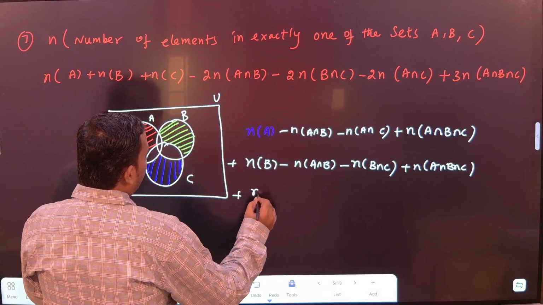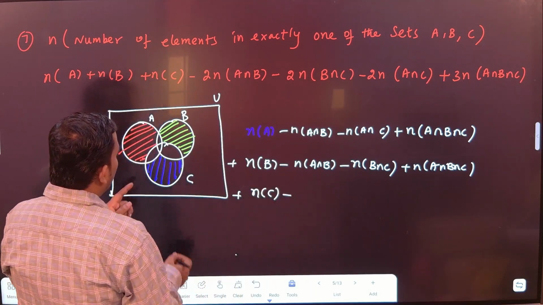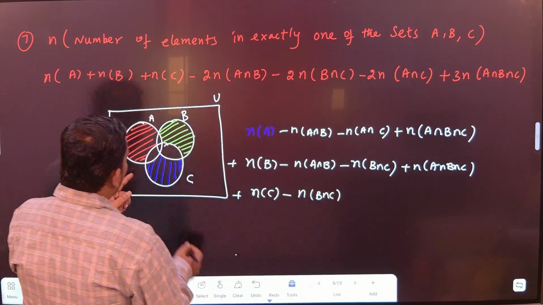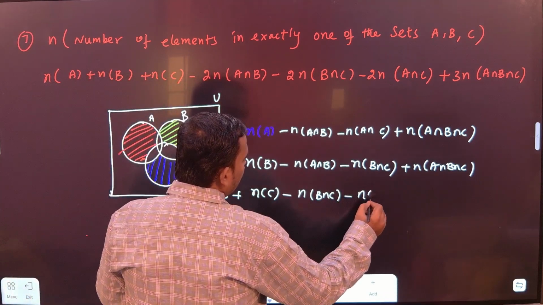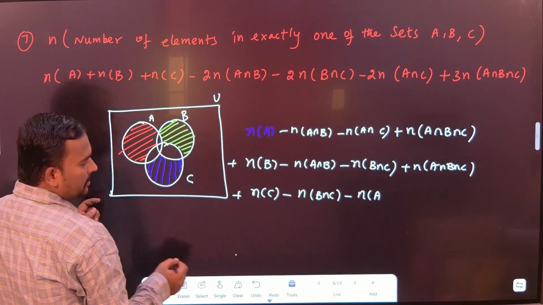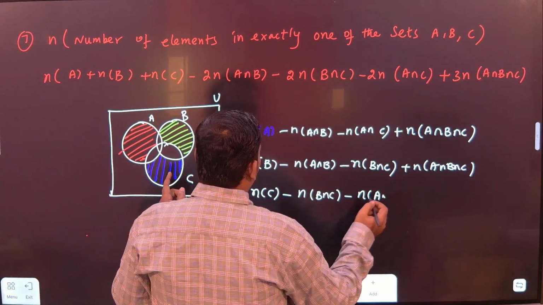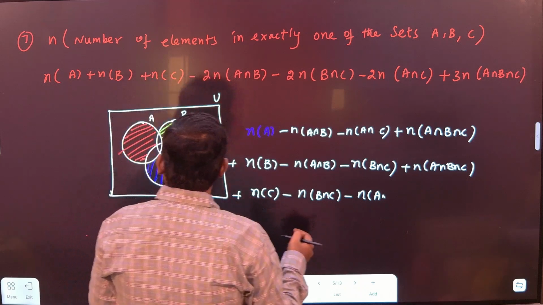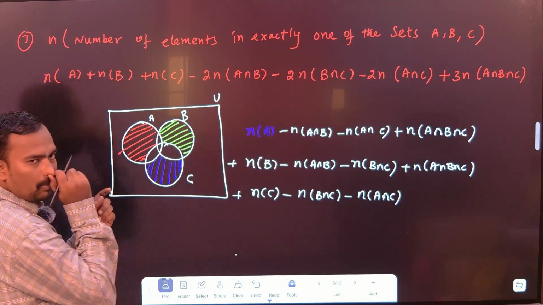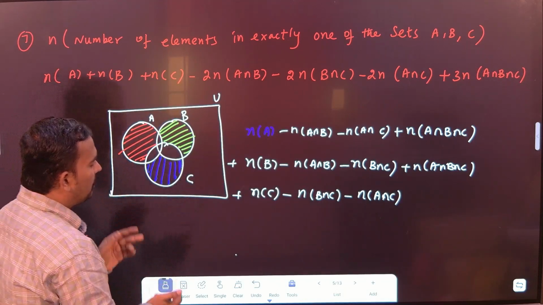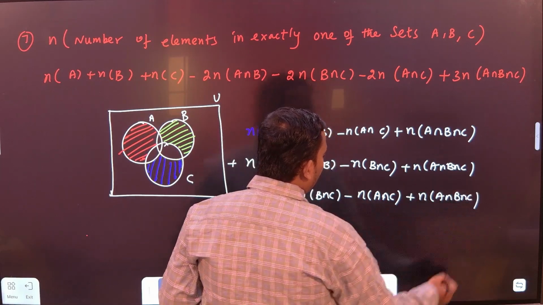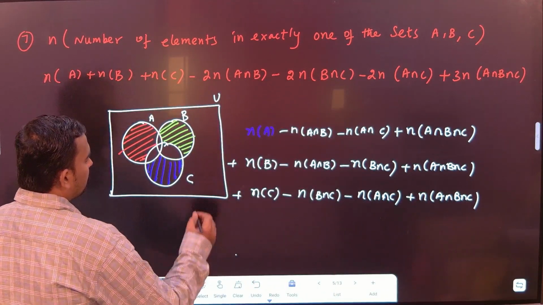So what we can do, take N of C, whole C you take, and remove the B intersection C, and remove the A intersection C. We need only the violet, right? That's why we are removing these portions, right? A intersection B intersection C, A intersection C. Okay. So 2 times you are subtracting the common things. So you have to add 1 times, right? Clear?